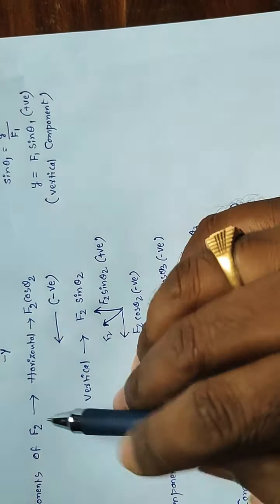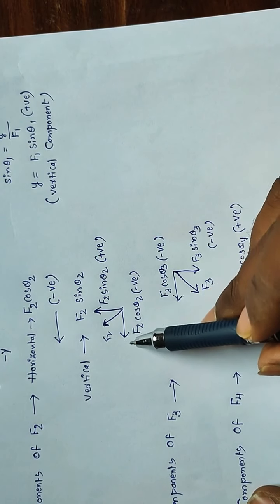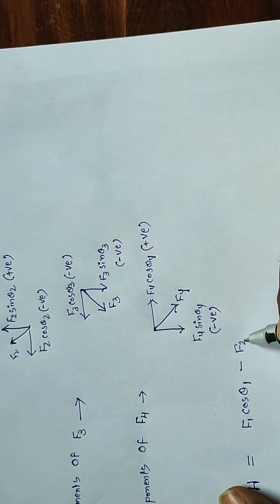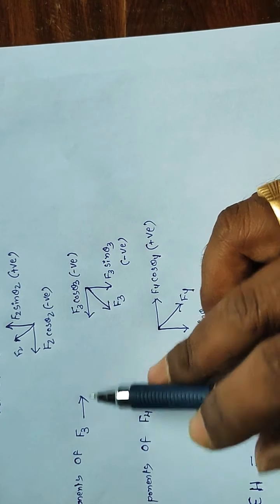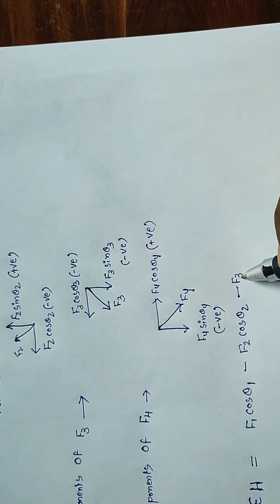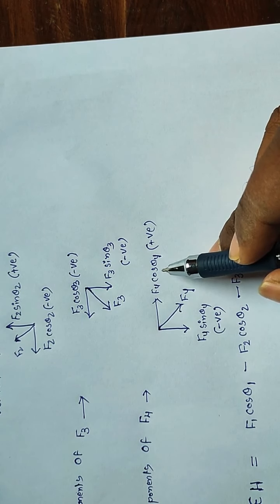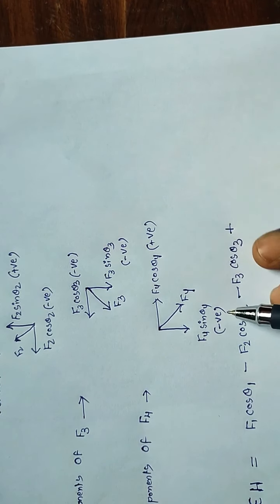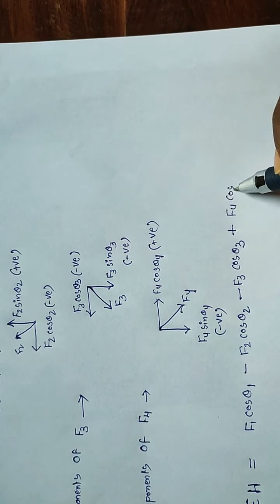For component f2, we have horizontal component f2 cos theta 2, it acts in the negative x direction, so minus value, f2 cos theta 2. For component f3, the horizontal component acts in the negative direction, that is f3 cos theta 3. For component f4, horizontal component is f4 cos theta 4, it acts in the positive x direction, so it is a positive value, f4 cos theta 4.